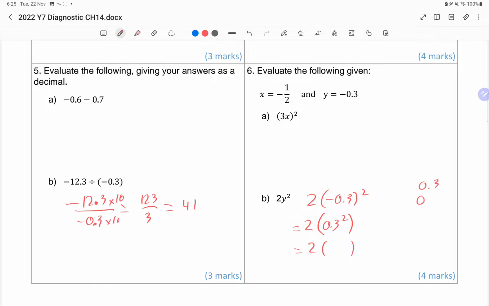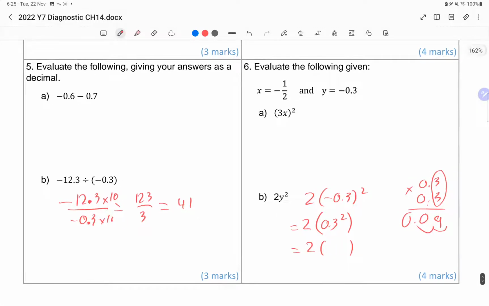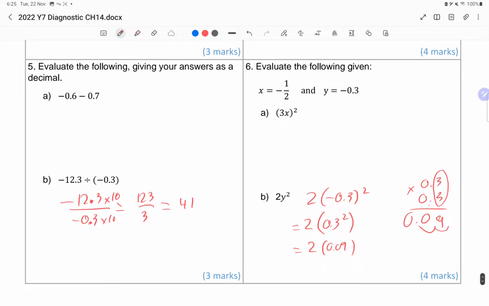When you're doing it, it's essentially just do 3 times 3, which is 9, and add back the decimals. How many decimals? 2. So 0.09. It's the power of 2, squared. So 0.09.